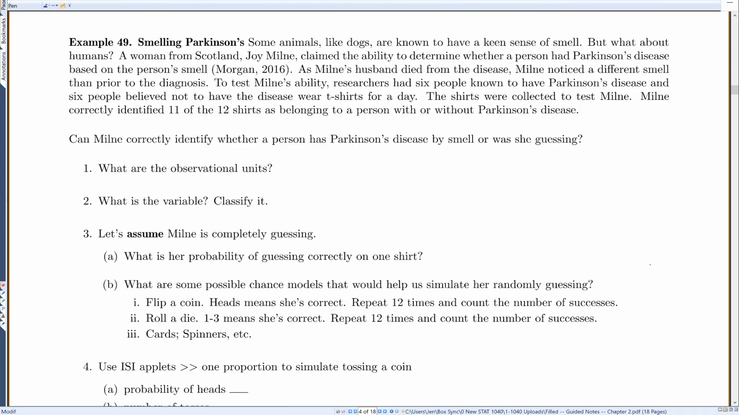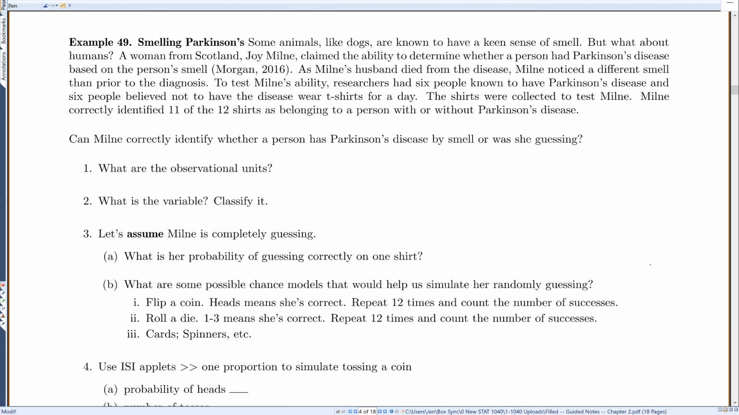To test her ability, researchers had 6 people known to have Parkinson's disease and 6 people believed not to have the disease wear t-shirts for a day. The t-shirts were collected to test Milne. Milne correctly identified 11 of 12 t-shirts as belonging to the person with or without Parkinson's disease.